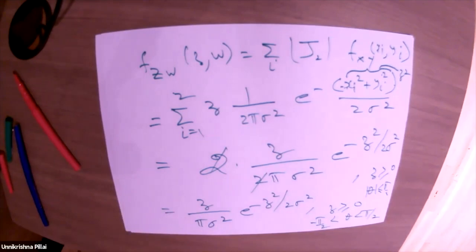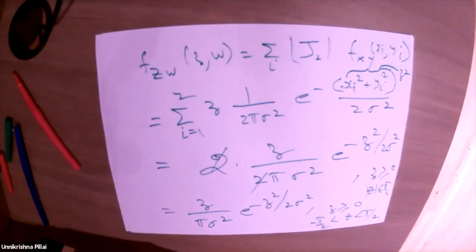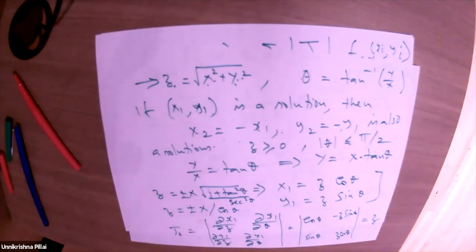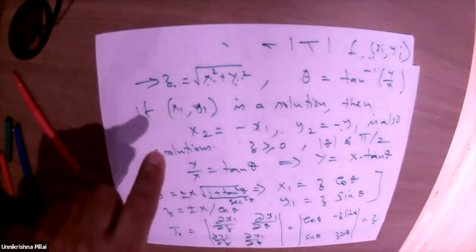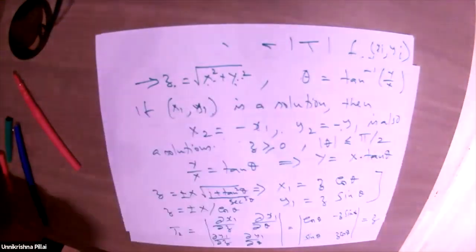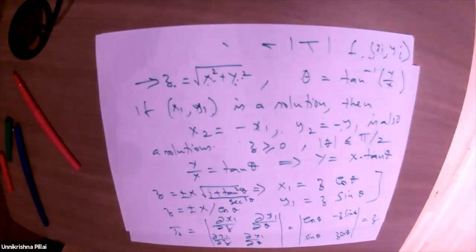Okay, now how about the marginal density functions? The question is, are z and w, z and theta independent? I don't even see theta. So remember, look at the problem. Z depends on x and y. Theta depends on x and y. So what will you say about z and theta? Dependent or independent? Both depend on x and y. Are they dependent or independent?